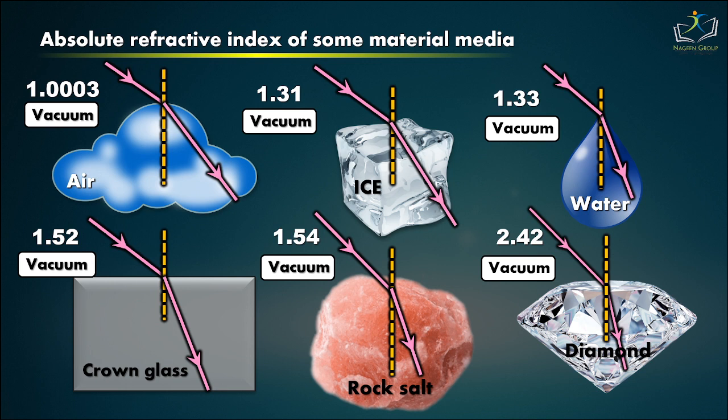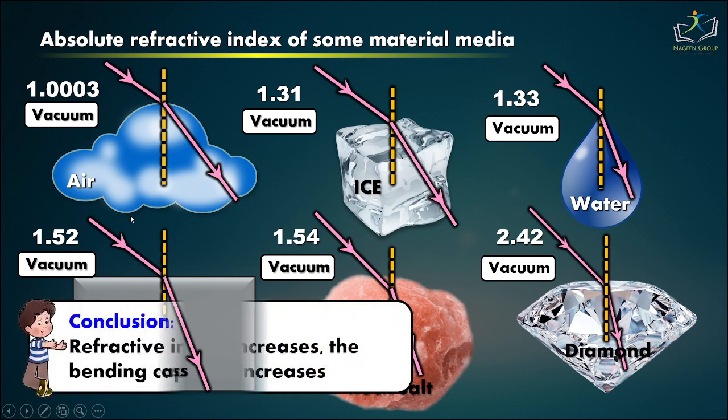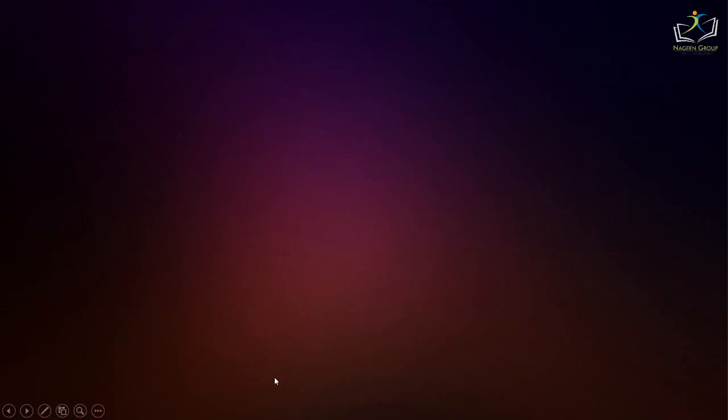But you observe that here the light is always traveling from vacuum to that material. Conclusion: as the refractive index increases, the bending capacity increases. Here you observe that the angle of incidence is the same, but the angle of refraction is different. So you see the bending capacity is increasing.